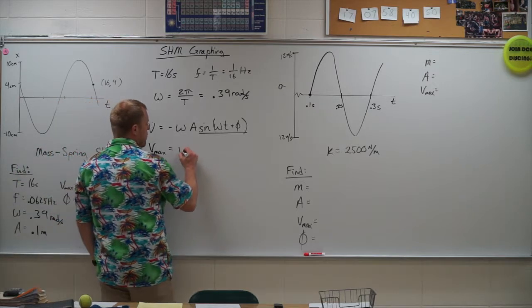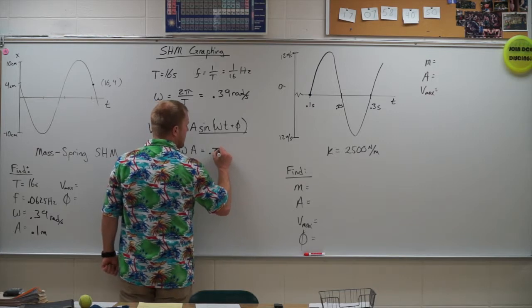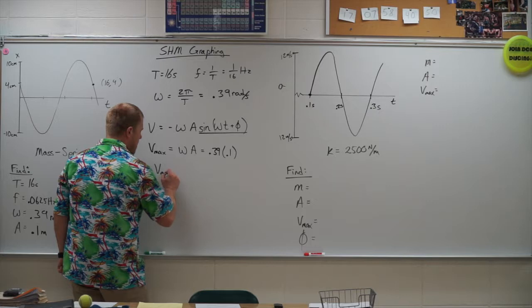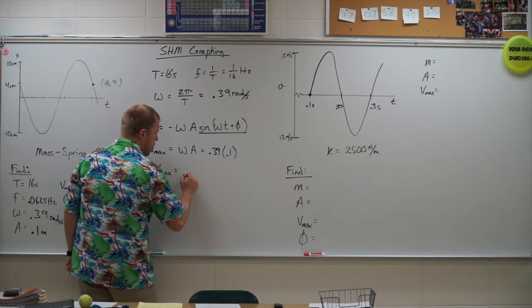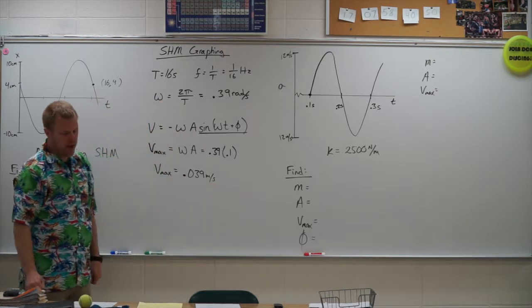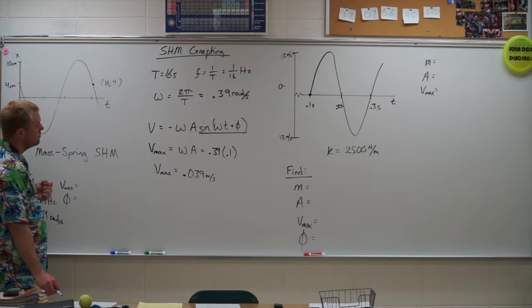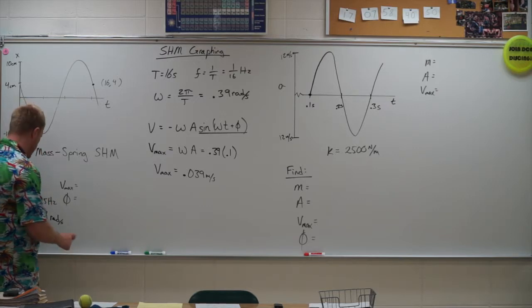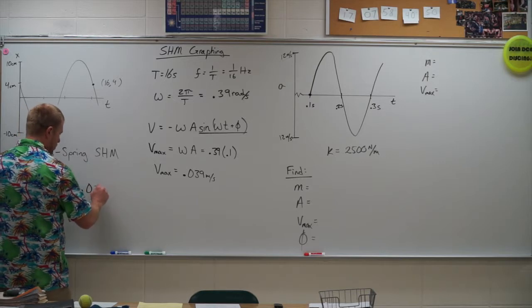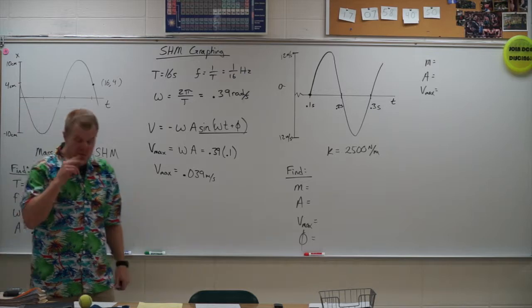And so it is just omega times A, and since I had my omega already, I had that 0.39 times my amplitude of 0.1. That told me my Vmax was going to be 0.039 meters per second. That was how fast it was going to be.